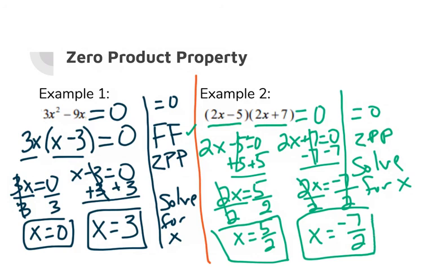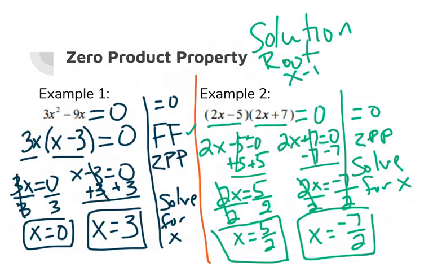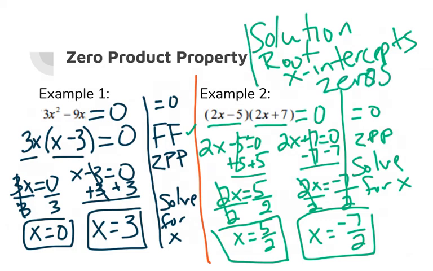All right, so in both of those cases, we have solved for the solution, the root, the x-intercept, and the zeros. Remember, these are all the same, different words for the same thing. You're just talking about solving for those x values.